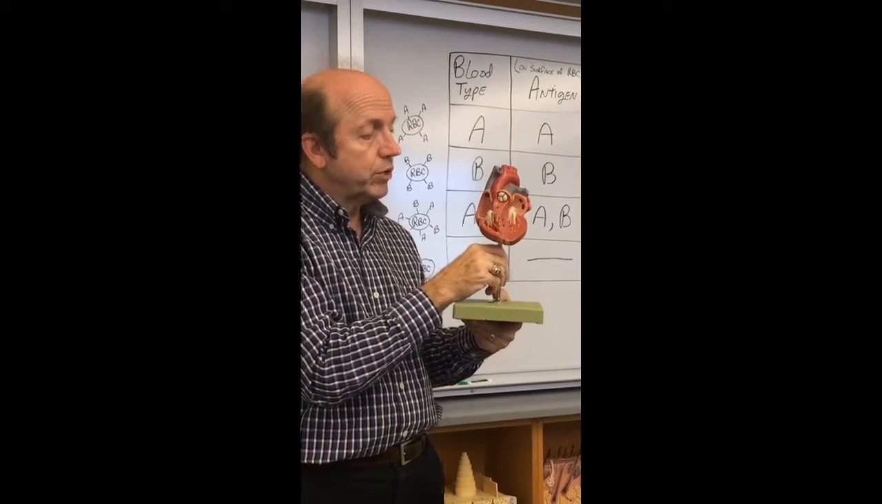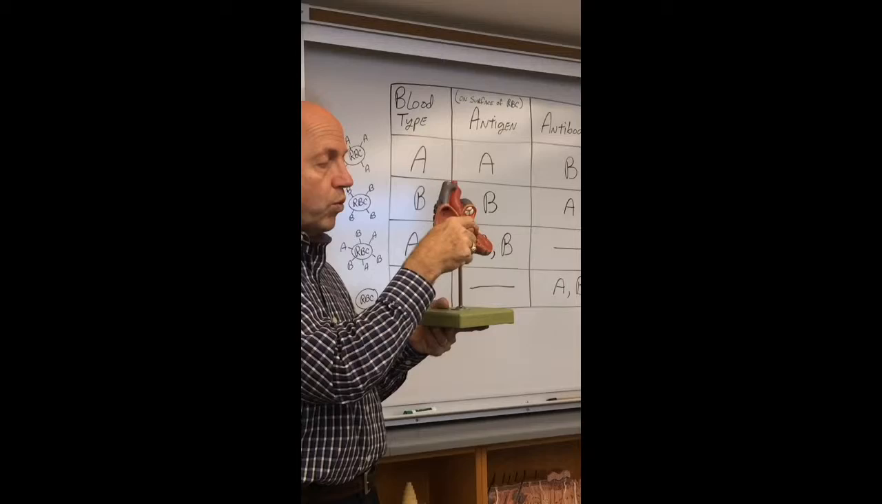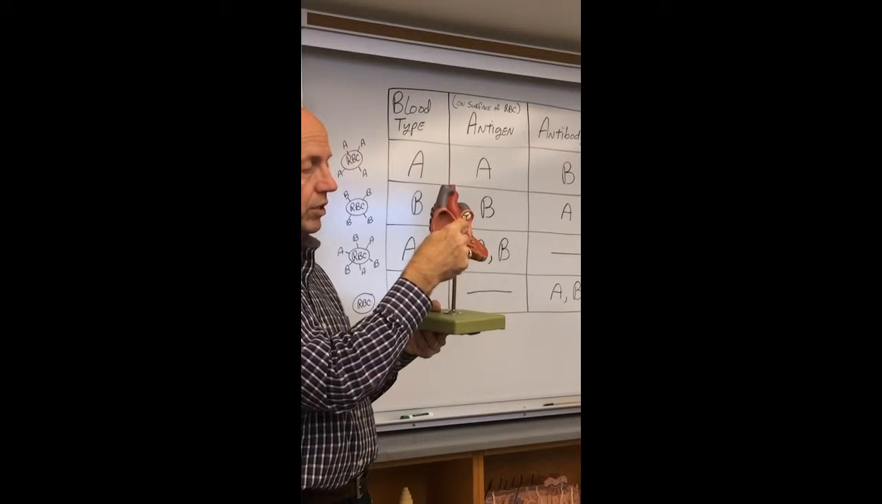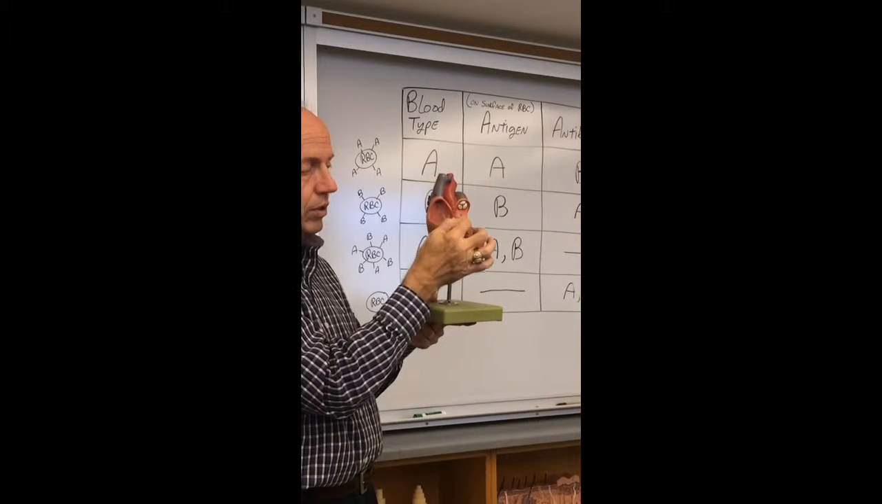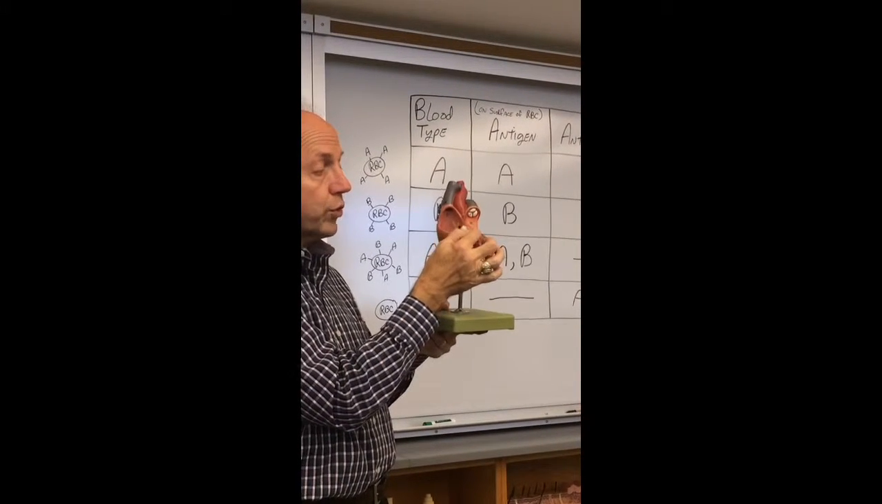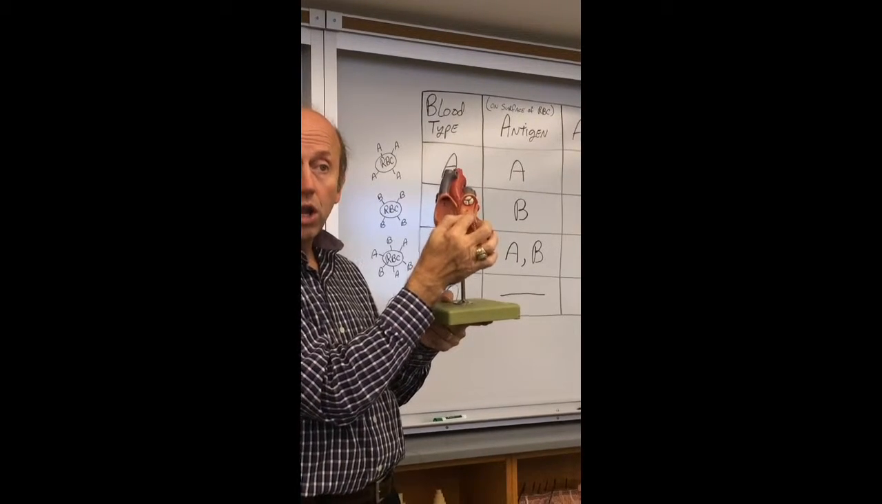All right, some other structures on here. There is a wall in between the ventricles here. Here's 2 ventricles down here. There's a wall in between them. It's called the interventricular septum, between the ventricles wall.